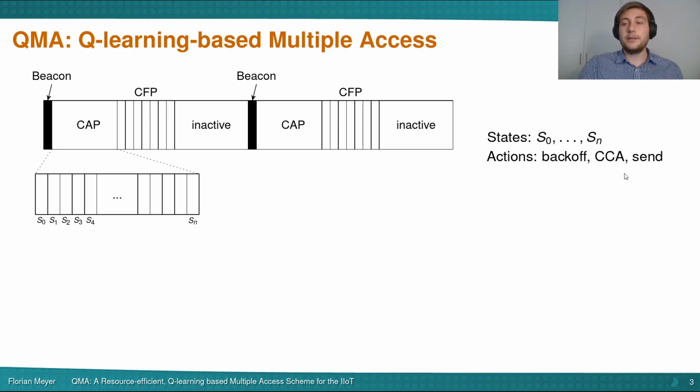The send action simply sends a packet right away without any further ado. Now this gives us a way of prioritizing traffic, because the send action sends a packet immediately, while the CCA action just waits a bit, checks if any other transmission is going on, so nodes can actually build a priority there.